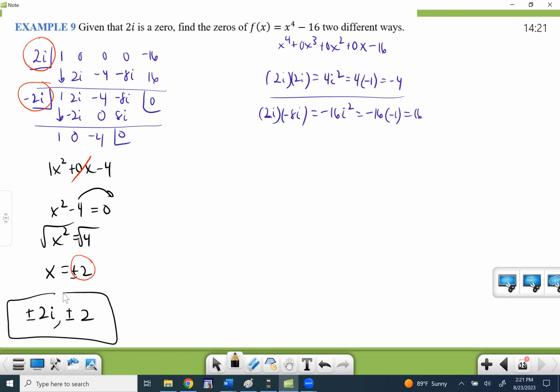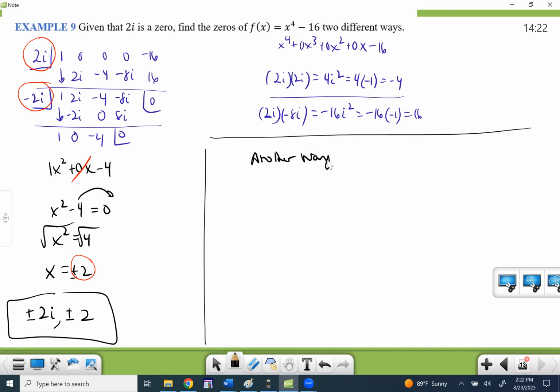Okay. An alternative way to do it, I think it's a little bit faster. It's kind of cool that these match though. So another way to find the zeros of x to the 4th minus 16 is to look at that and go, man, that looks like a difference of squares. And it totally is a difference of squares.